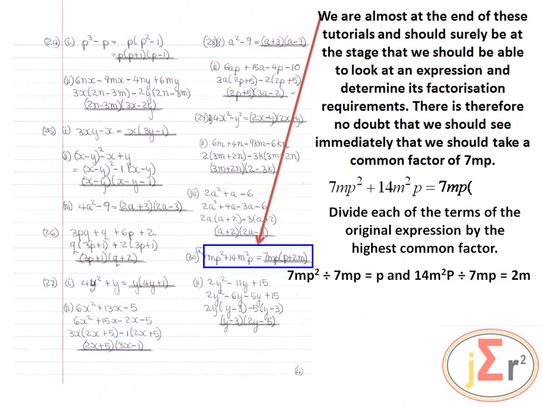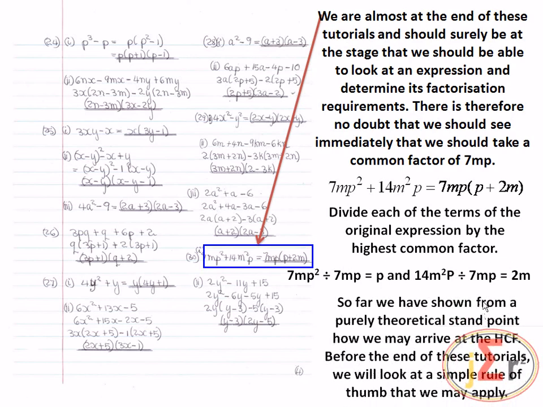7mp squared: 7 is gone, m is gone, and then we have p into p squared is p. And 14m squared p: 7 into 14 is 2, m into m squared is m, and the p's will cancel. And that's all there is to it.